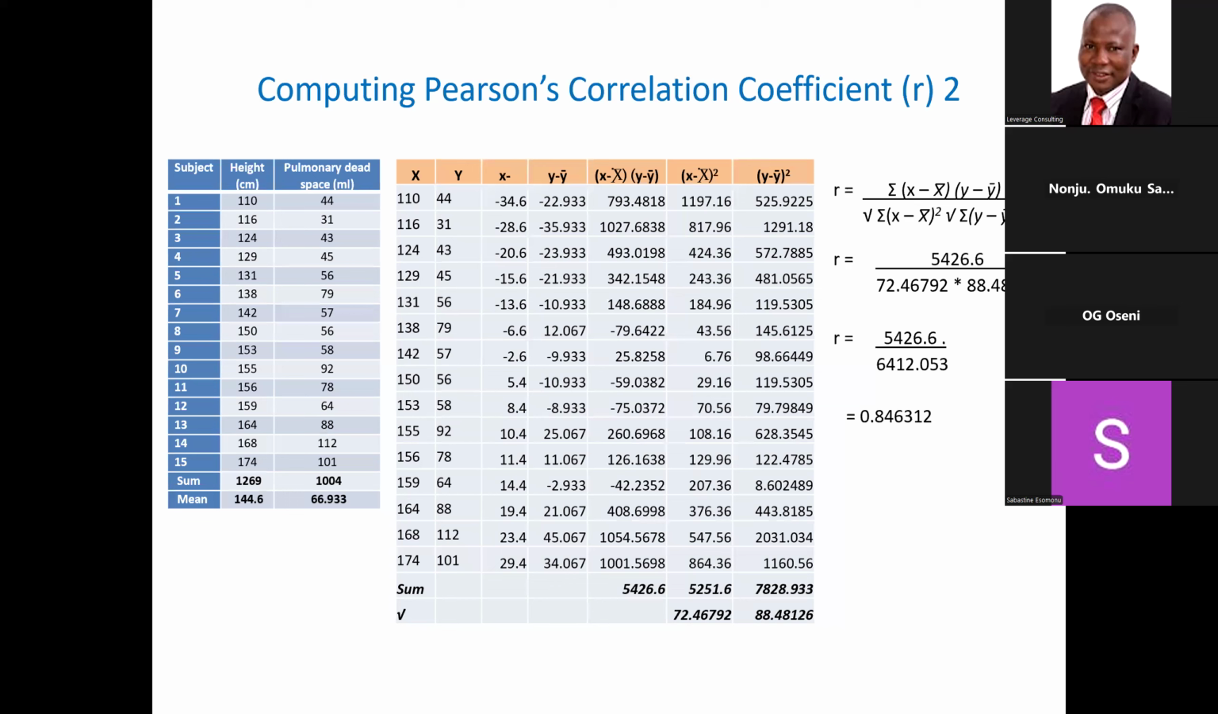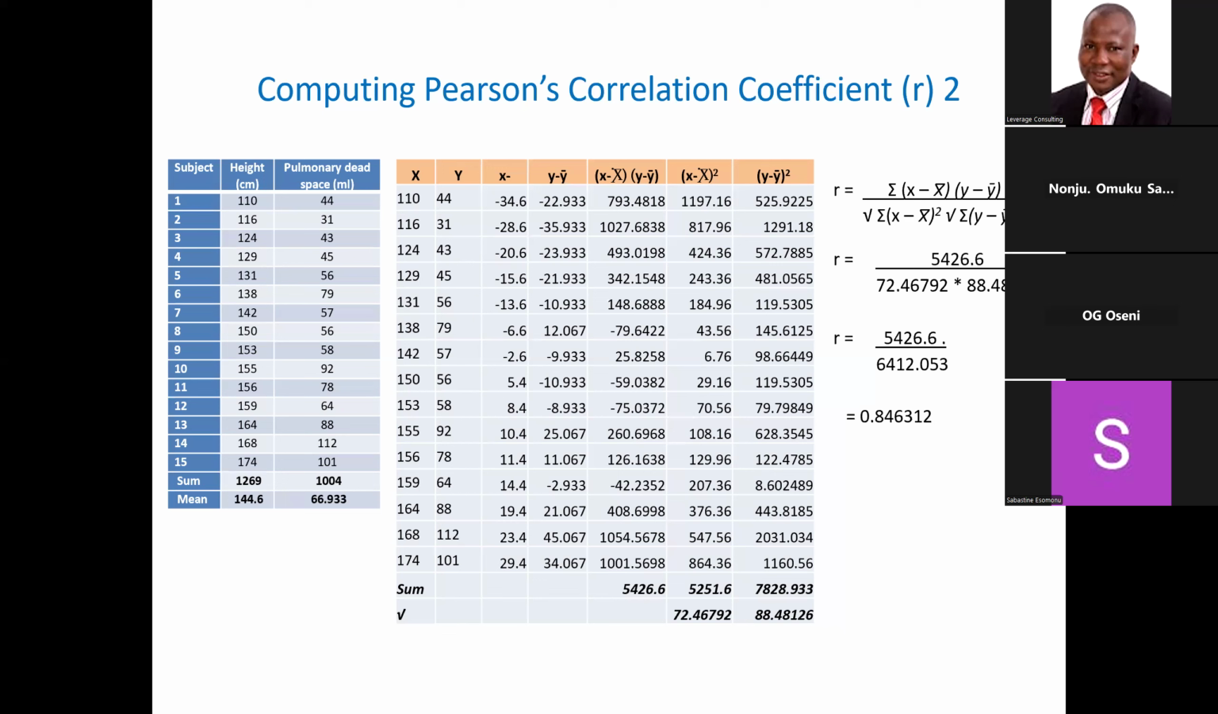One is just the formula. In the formula, you need x minus x-bar and y minus y-bar, and you need to multiply the two. Once you get x minus x-bar and y minus y-bar, you multiply them and sum them. Then you need the sum of x minus x-bar squared, with their square root. Can you see all those?